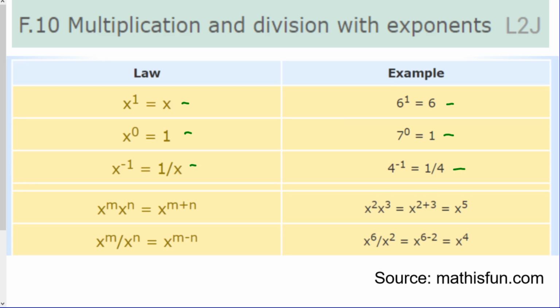When you multiply exponents with the same bases, you can add the exponents. So for example, x squared times x to the third is x to the 2 plus 3, or x to the fifth. And when you divide expressions with the same base, you can subtract the exponents. So x to the sixth divided by x squared equals x to the sixth minus 2, or x to the fourth.